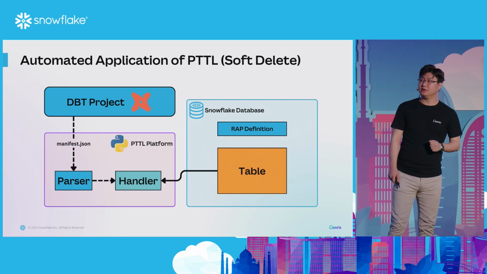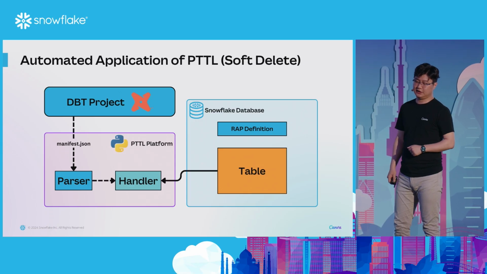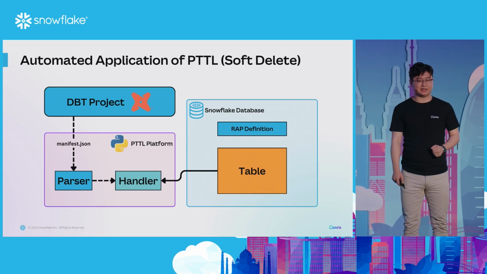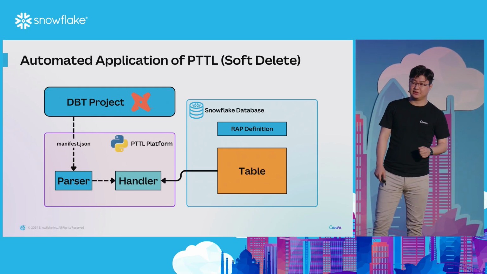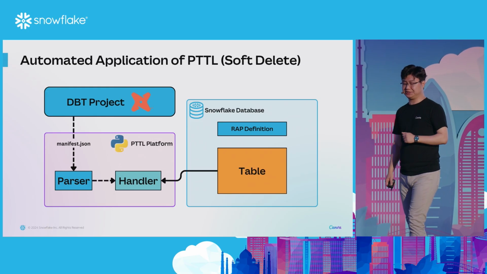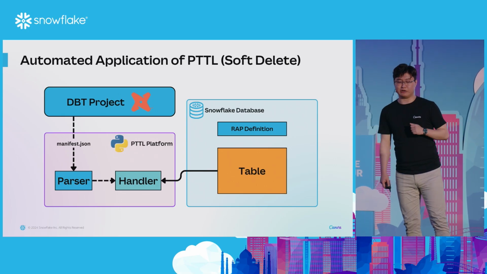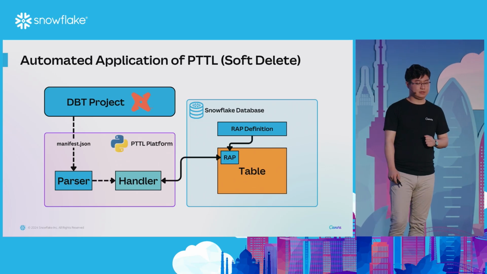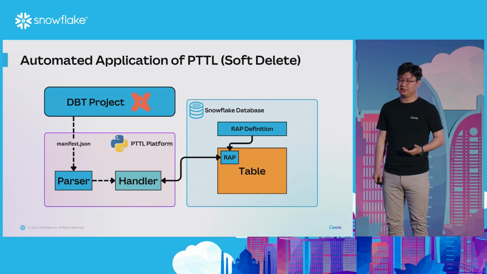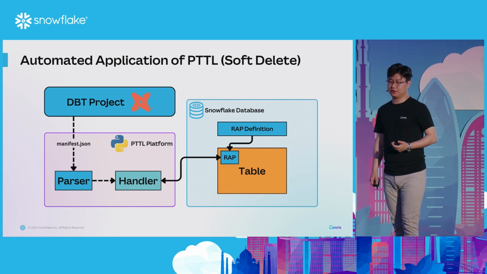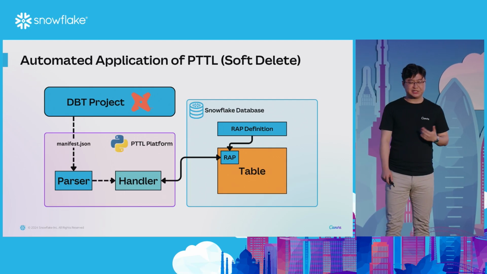In this example, let's assume that our table does not have a PTTL applied, but its dbt configuration dictates that it must have the one that we defined earlier. At this point, the handler would recognize that the table is missing the necessary Veracruz policy and begin automatically reapplying it. The handler achieves this by issuing a command to the warehouse to apply the correct Veracruz policy to the target table.